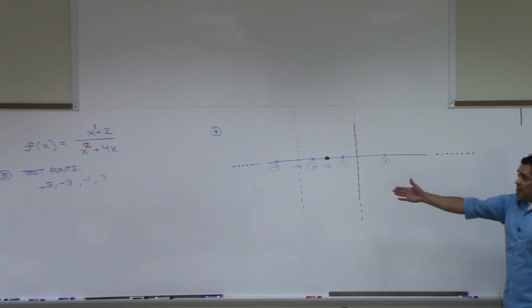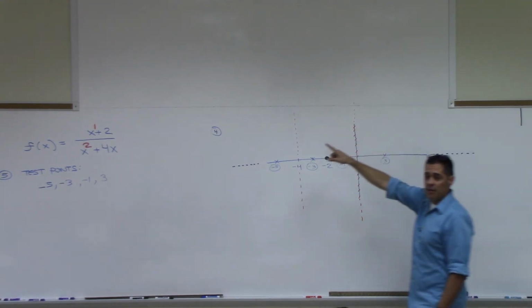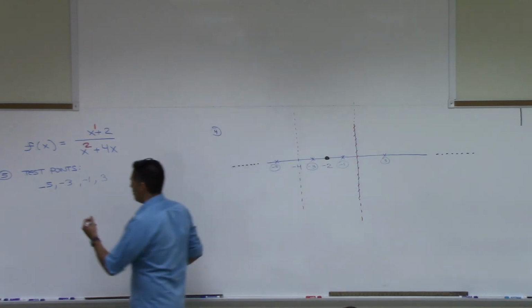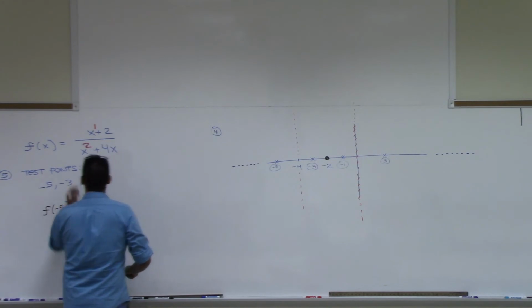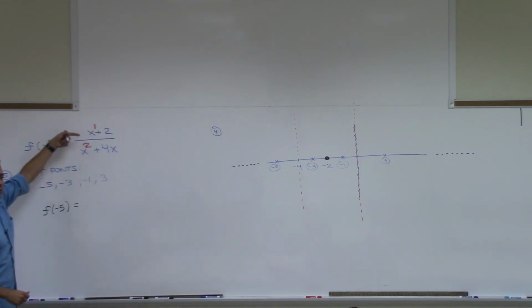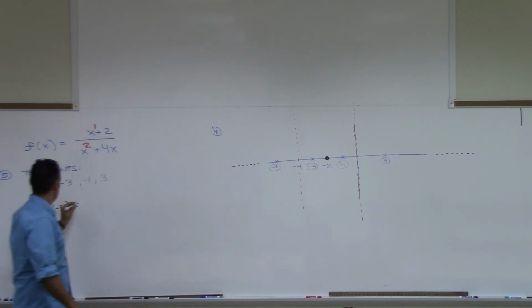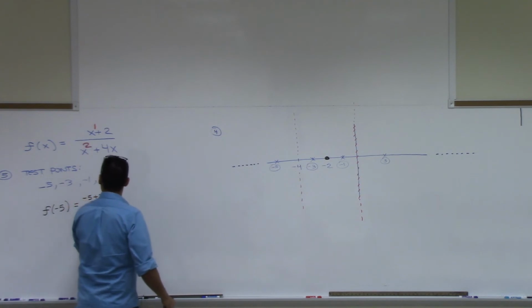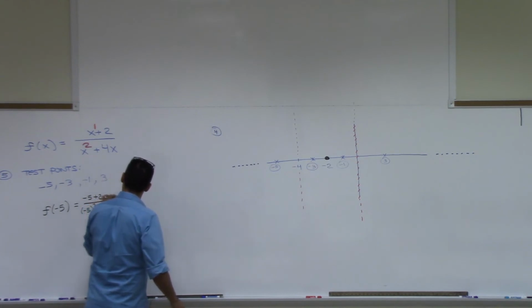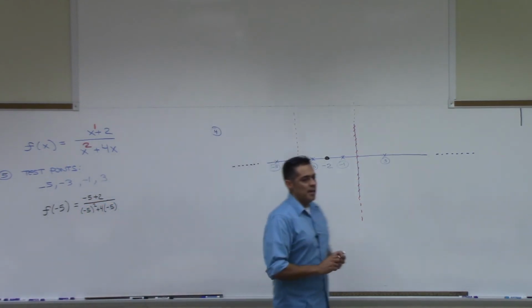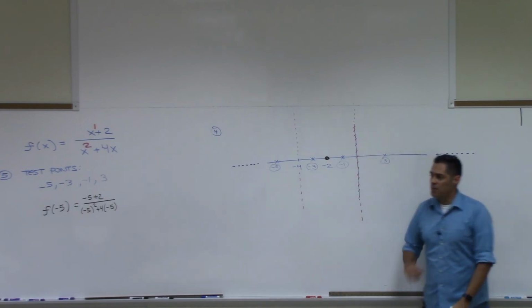All right, what do we do with these test points? Plug them into the original function. Yeah, this is going to suck. I'm going to have to take -5 and plug it in right here. Get my calculator out. -5 plus 2 over -5 squared plus 4 times -5. And look, I admit, you're going to get an answer.